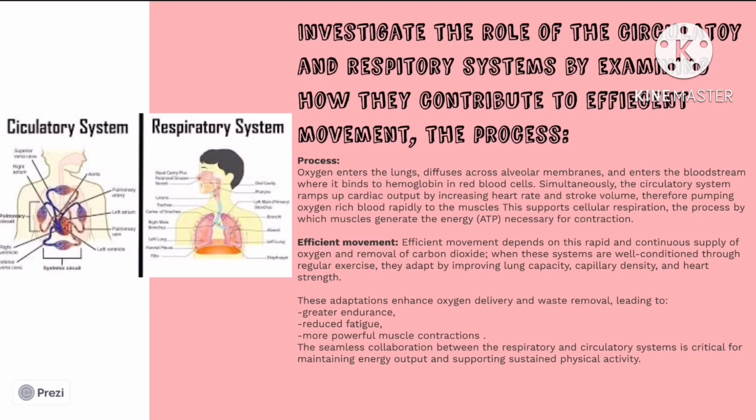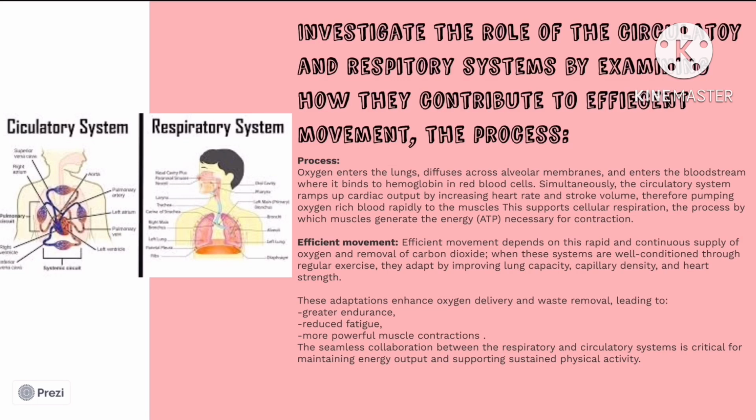Simultaneously, the circulatory system ramps up cardiac output by increasing heart rate and stroke volume, therefore pumping oxygen-rich blood rapidly into muscles. This supports cellular respiration, the process by which muscles generate the energy, ATP, necessary for contraction. Efficient movement depends on this rapid, continuous supply of oxygen and removal of carbon dioxide.